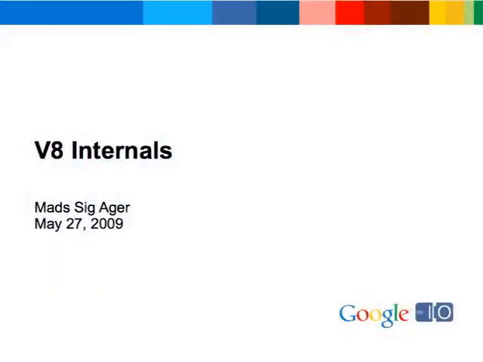So my name is Ager. I'm a software engineer at Google, and I work on the V8 JavaScript engine. And this talk is going to be about the internals of V8. So what did we do to make V8 fast, and what were our design decisions when making V8?